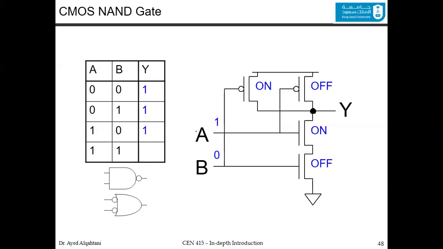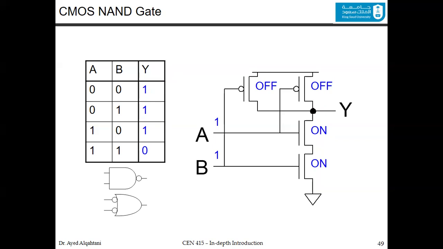Now, if A is equal to 1 and B is equal to 1, this NMOS and this NMOS, both of them are on. And the counterpart in the PMOS side, both of them are off. Because of this, only in this combination do you have a path to the ground, and the output is 0. And we know that this is the NAND truth table. So this is really the CMOS design of the 2-input NAND circuit.